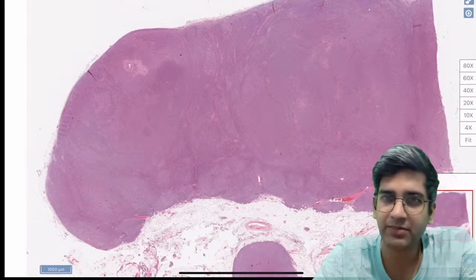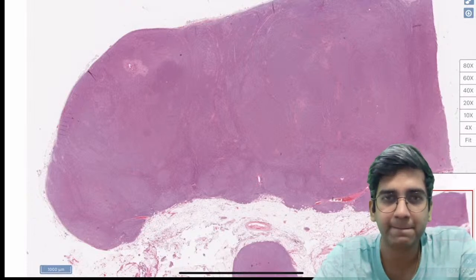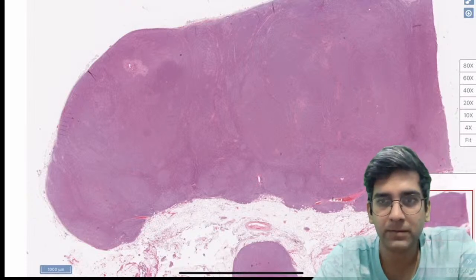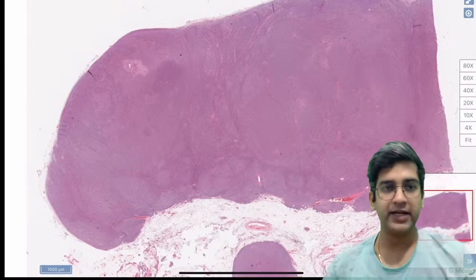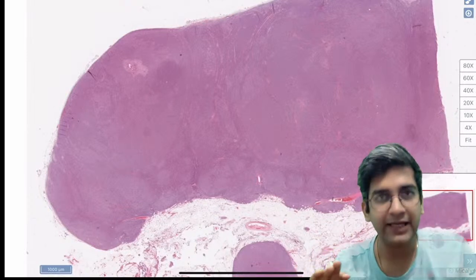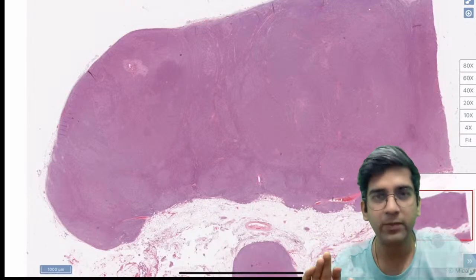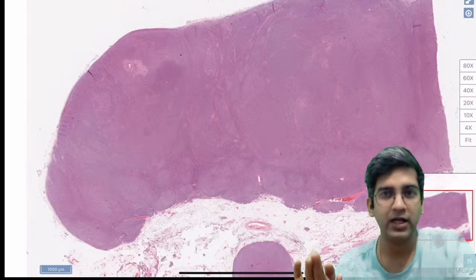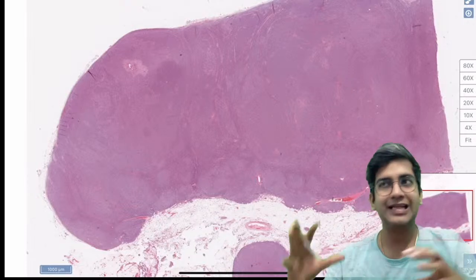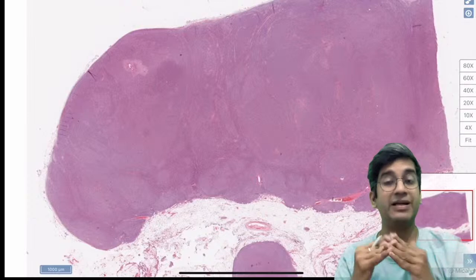Most of you accept that the architecture is not maintained. Okay, perfect. If the architecture is not maintained in any case of lymph node, what do you think will be your diagnosis? Whatever comes to your mind. I don't want a pinpoint diagnosis. At least, is it an inflammatory pathology? Is it a metastatic lymph node?